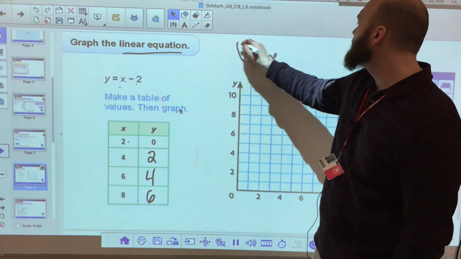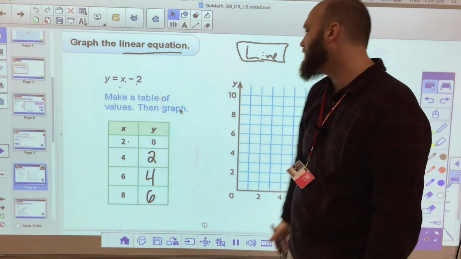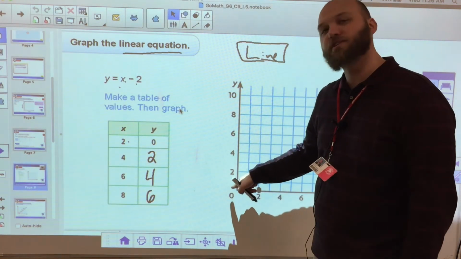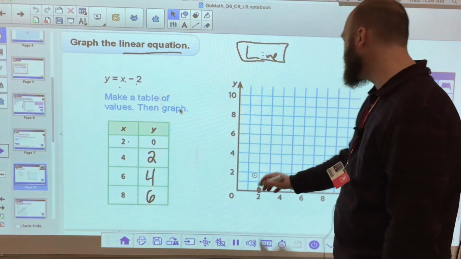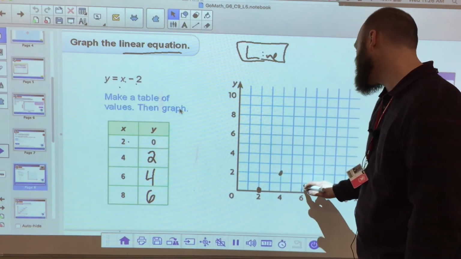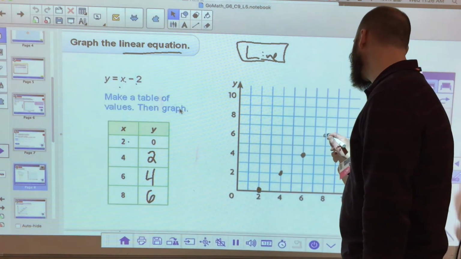And my graph to check my work should be a line, because this is a linear equation. I've got 2 to 0. You do not always start at the origin point of 0, 0. 2 to 0. I've got 4 to 2. I've got 6 to 4. And I've got 8 to 6.